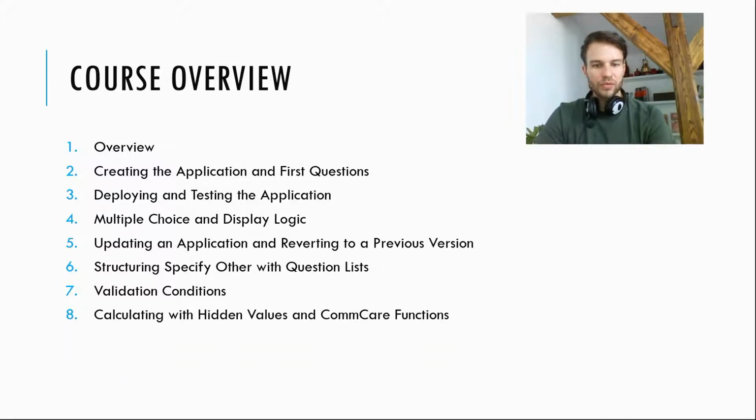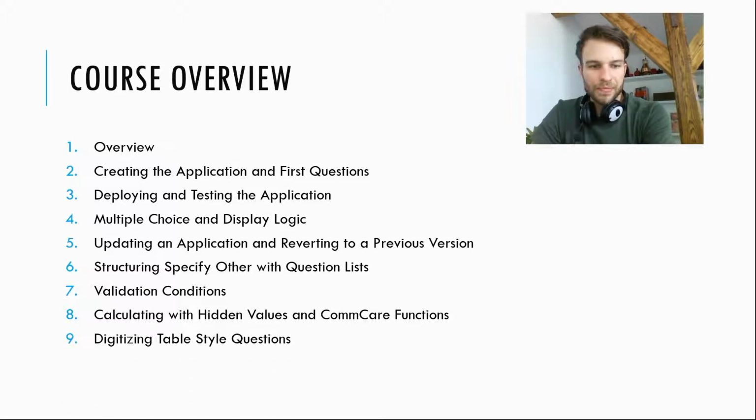Then calculating with hidden values and Comcare functions. So this is all about, for example, if you enter a date of birth and you want to calculate the age of the respondent and then also feed this back to your enumerator. This is the type of thing we can do with hidden values and Comcare functions.